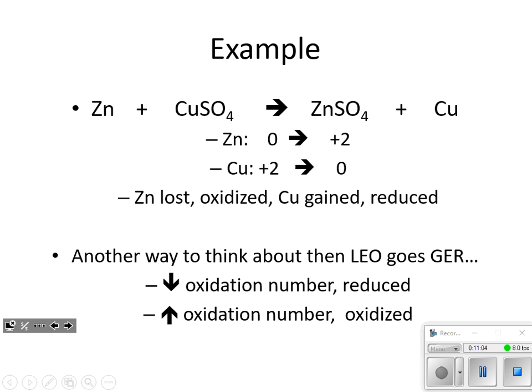However, that's the part on the bottom that's helpful for students. To identify oxidized versus reduced, look at the numbers. If they got bigger, oxidized. If they got smaller, reduced. And then if I ask you what does that mean, go back to LEO goes GER. Well, oxidized means you lost electrons. Reduced means you gained electrons.